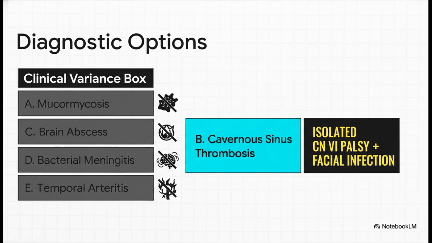Option A, mucormycosis, typically presents in diabetic or immunocompromised patients with a black necrotic eschar on the palate or nasomucosa. Option C, a brain abscess, presents with focal neurologic deficits but lacks this specific, discrete grouping of orbital edema and isolated CN6 palsy following a facial infection. Option D, bacterial meningitis, presents with nuchal rigidity and altered mental status, but not localized orbital edema. And option E, temporal arteritis, well, that presents with jaw claudication in older adults, not an acute post-infectious cranial nerve palsy. Therefore, immediate broad-spectrum, multi-agent intravenous therapy for cavernous sinus thrombosis is the exact discrete management step required here.